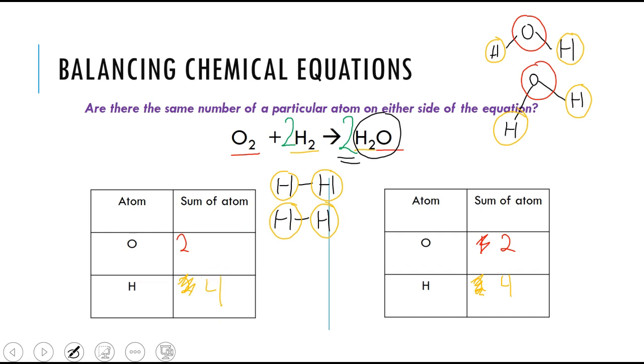This is good. On the left-hand side, we have 2 oxygen atoms. On the right, we have 2. On the left, we have 4 hydrogen and 4 on the right. Perfect. Let's try something a little more complex.